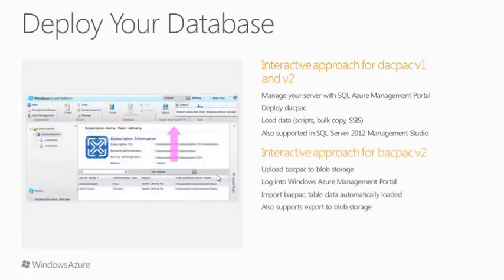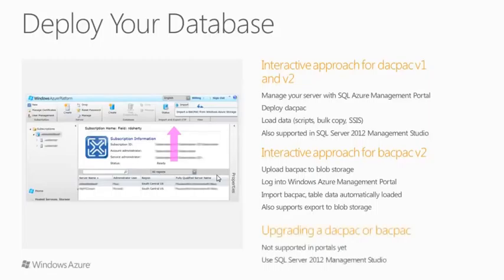But there's a better interactive approach, what we just talked about on the last slide, which is the ability to upload your backpack to or from blob storage. So you can log into the Windows Azure Management Portal and import a backpack, which creates your database from there. It also exports an existing database from SQL Azure to your blob storage. So there are great ways and some flexibility in how you want to import and export using the DAC packs right from within the SQL Azure Management Portal.